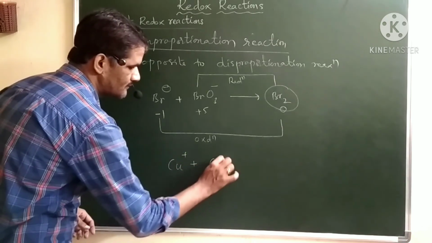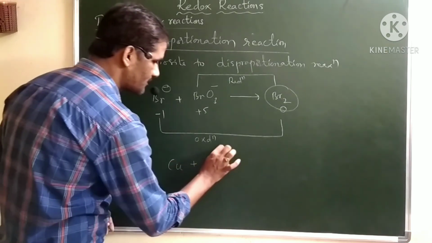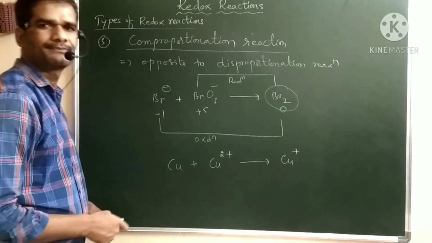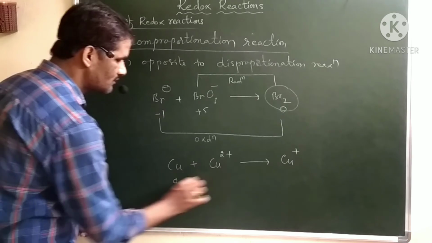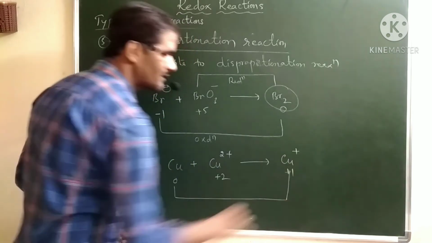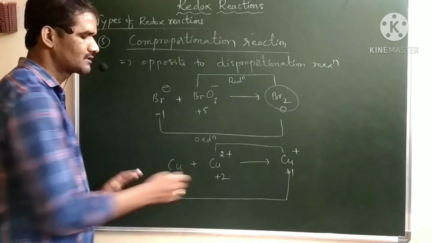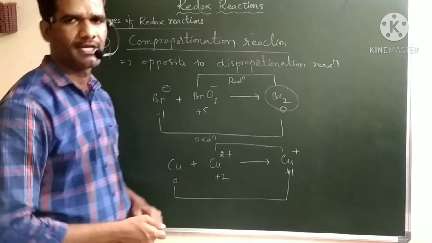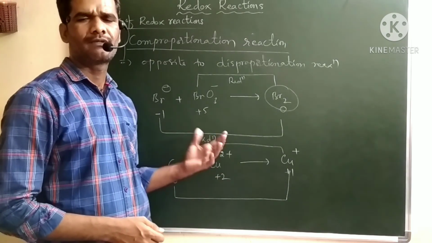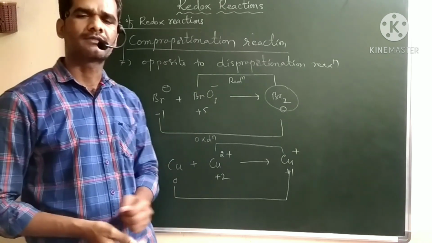Copper 0 and copper 2+ will give copper +. Again in this case copper is 0, and this is +2. From 0 to +1 is increasing, and +2 to +1 is decreasing. So this is also an example of a comproportionation reaction. Wherever you find a disproportionation reaction, if you take the reverse, you will get the comproportionation reaction. So these are some of the various types of redox reactions.